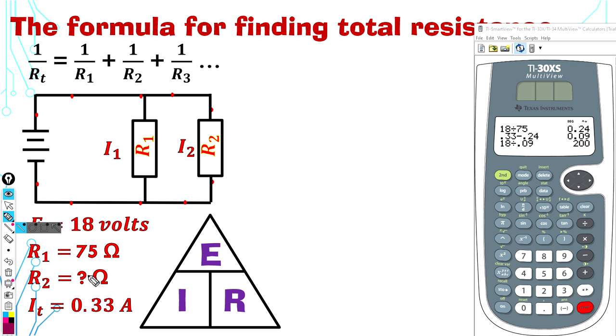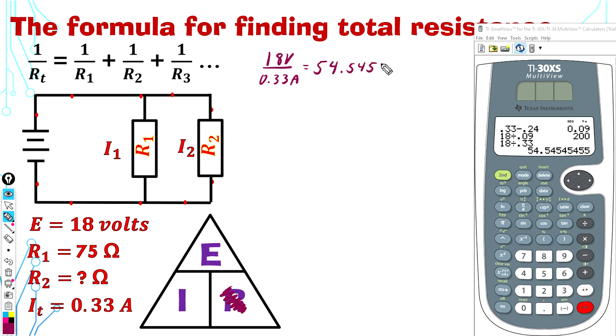Okay, so to find my total resistance, I cover up my R. It's E divided by I. So I've got 18 volts divided by 0.33 amps. So we've got 18 divided by 0.33. So I've got 54.54. I'm going to go ahead and take this out of ways because, of course, any rounding we do is going to change our value a little bit.